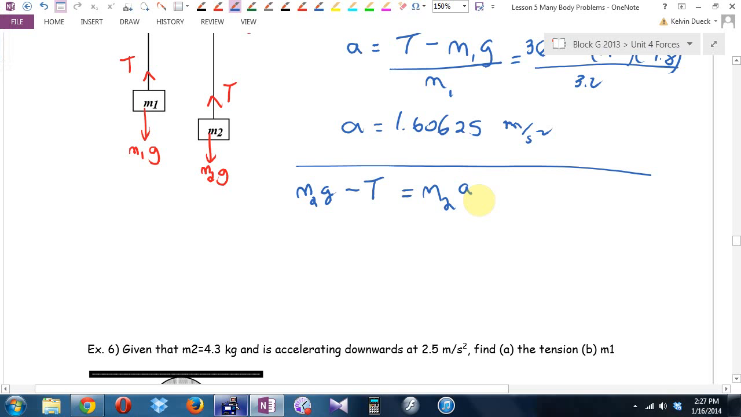Let's get the M2s to one side and the non-M2s to the other side. I'm going to plus this to that side. At the same time, I'm going to minus this to this side. I'm going to get this: M2G minus M2A equals tension.